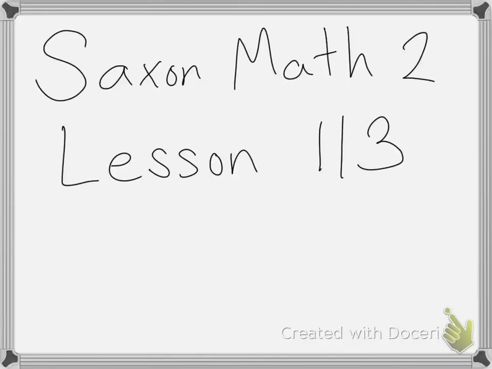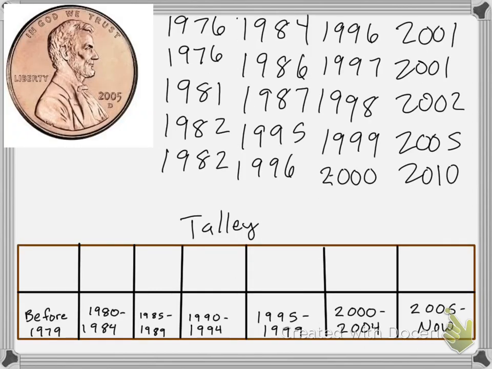Today's lesson is lesson 113, creating and reading a bar graph with a scale of 2. Today you will learn how to draw and read a bar graph with a scale of 2, and we're going to use pennies to make this graph.